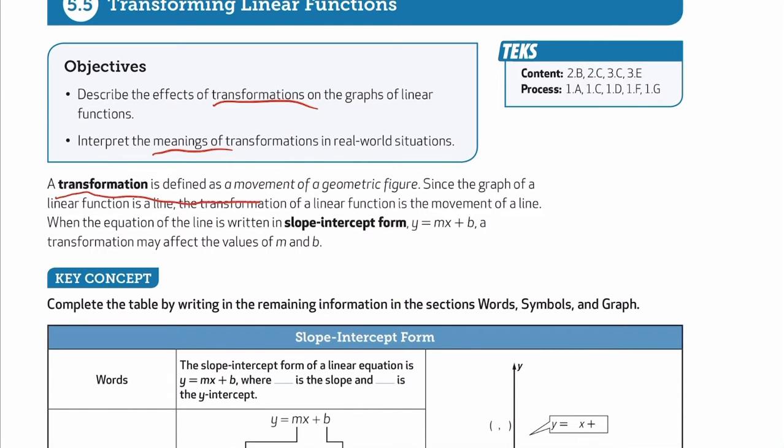Please write this definition down in your journal. A transformation is defined as a movement of a geometric figure. So I just said it was a change because of this next sentence. Since the graph of a linear function is a line, the transformation of the function is a movement of the line. So whenever you move the geometric figure, which just means the shape or whatever's going on a graph, some sort of picture, when you move a picture, you're actually going to be changing the equation that goes along with that picture. And the equation that we use most commonly with graphing is slope-intercept form.